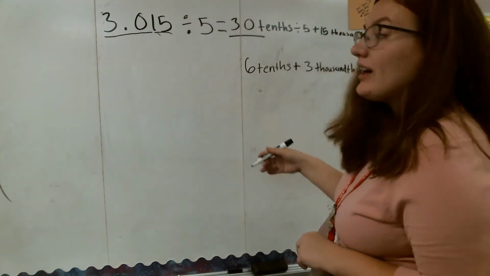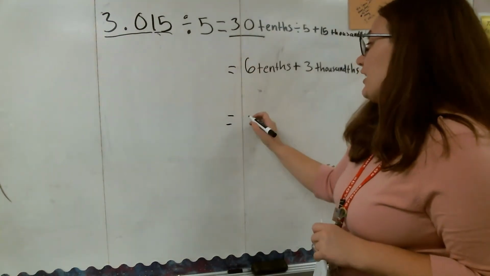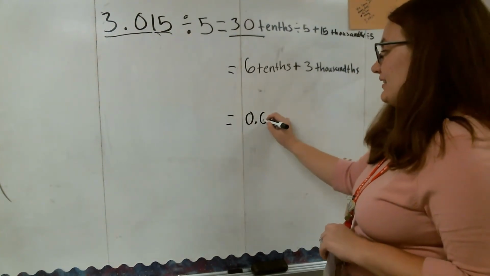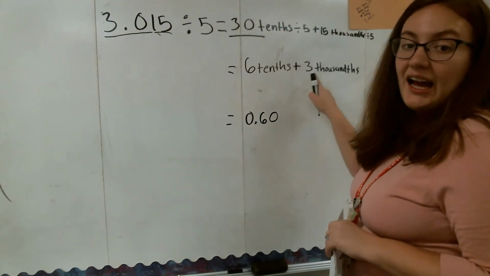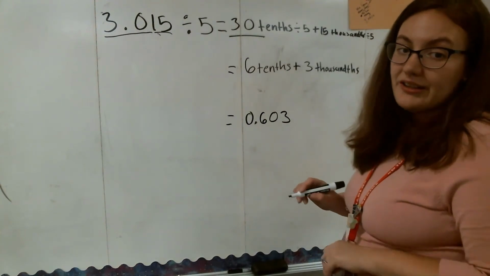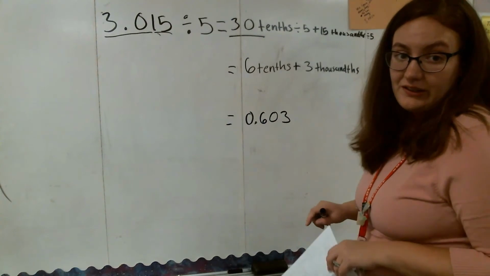And now I can put this all together to get my final answer. So I have to write my final answer in standard form. I have 6 in my tenths. I have nothing in my hundredths, so I put a 0 there. And I'm going to have a 3 in my thousandths, so I put that 3 in my thousandths place for a final answer of 603 thousandths.